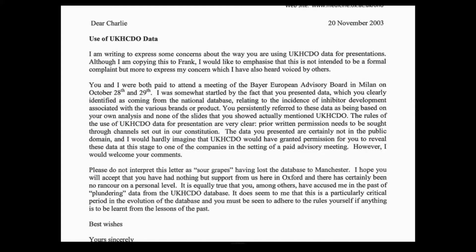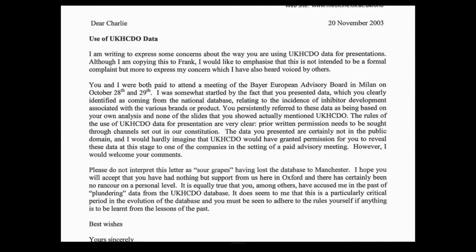Prior written permission needs to be sought through channels set out in our constitution. The data you presented are certainly not in the public domain. I would hardly imagine that UK HCDO would have granted permission for you to reveal these data at this stage to one of the companies in the setting of a paid advisory meeting. And then in the last paragraph, you refer to an accusation against you in the past of plundering data from the UK HCDO database. Can I ask, first of all, whether you're able to expand upon the incident that this correspondence referred to?